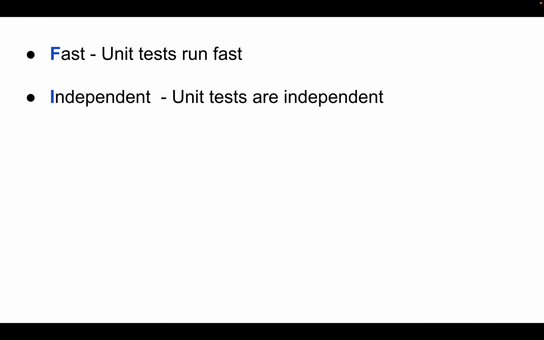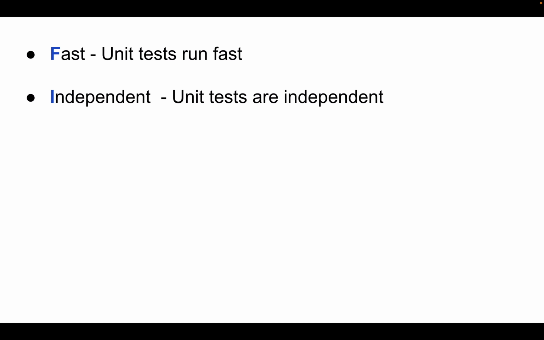The next letter in the FIRST principle stands for independent. Ideally, unit tests should be independent from each other. One unit test should not depend on the result produced by another unit test. In fact, by default, unit tests run in order that is not obvious, and we do not really know which unit test will run first and which unit test will run second.